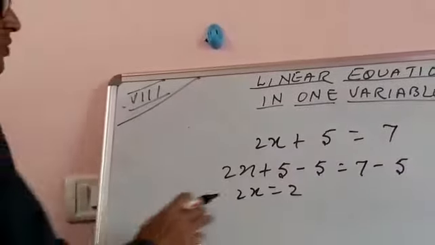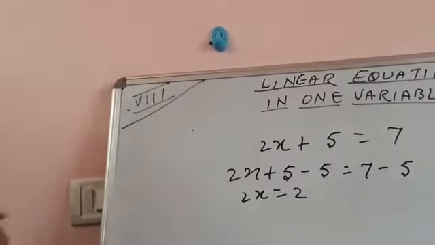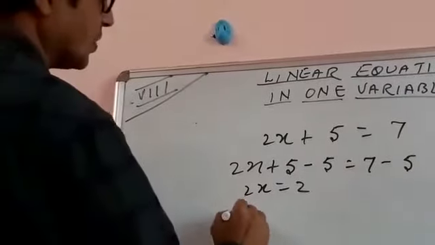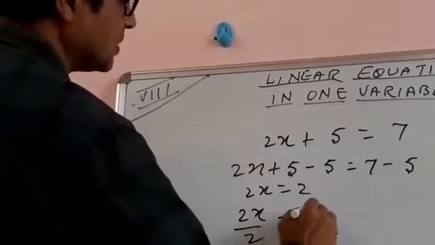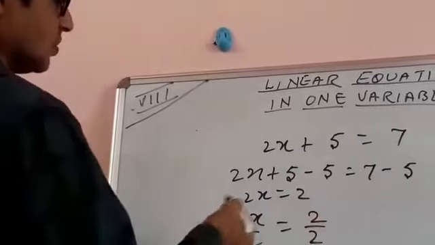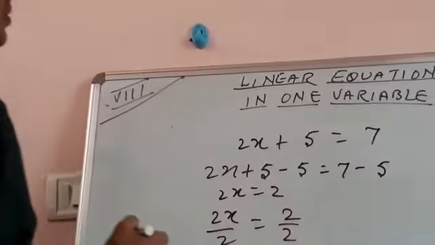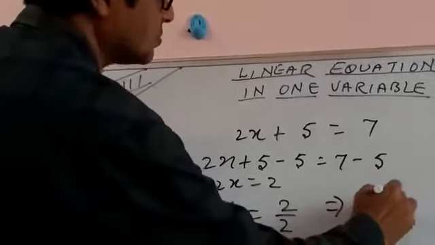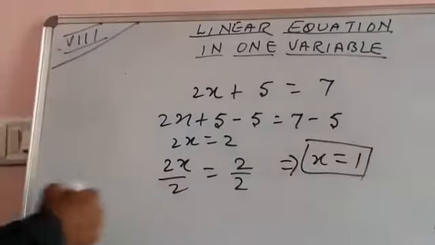Now again we need to eliminate this 2. Here it is in the form of multiplication. So what we do is 2x divided by 2, and here also 2 divided by 2. So now we would have x is equals to 1. So this x is equals to 1.